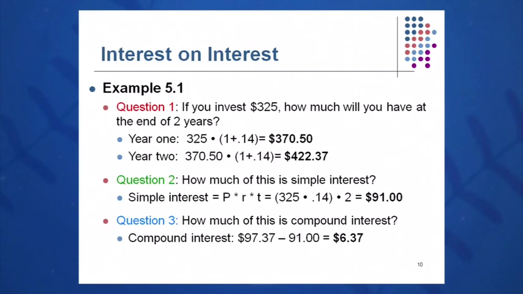How much is simple interest? P times R times T, 325 times 0.14 times 2, and that gives me $91. And how much is compound interest? Well, all the balance, $6.37 is compound interest. So again, you see, if I can get my money into a compound interest environment, I'll do much better.